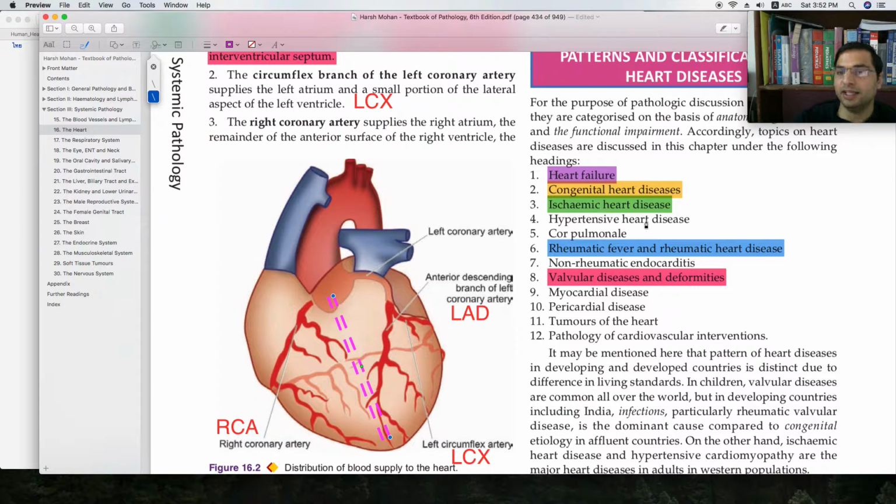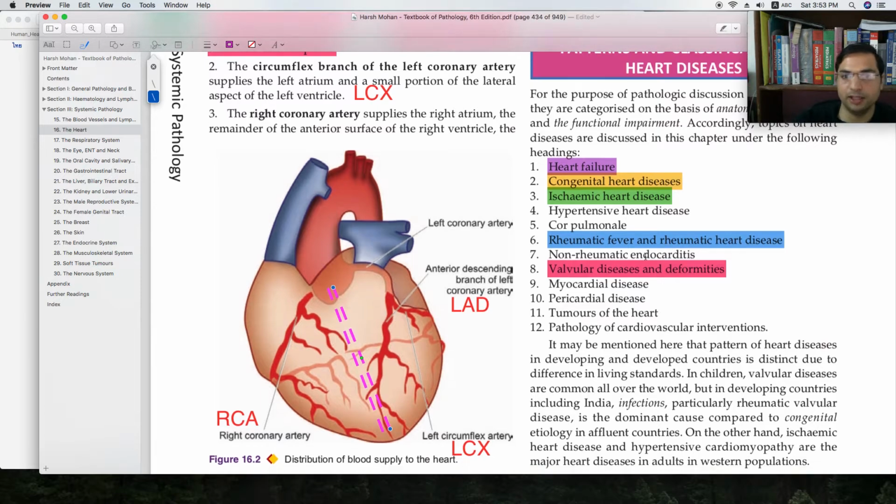Then we have hypertensive heart diseases, that is hypertension. When all of the arteries of the body are in a hypertensive state, that can lead to a heart disease. Cor pulmonale: if the lungs are having some trouble, that can lead to heart disease. Then an important category is rheumatic fever and rheumatic heart disease. These rheumatic fevers are very common in developing countries like India. Some bacterial infections can cause trouble to the heart as well, which is called rheumatic fever and rheumatic heart disease, caused by some streptococcal bacteria.